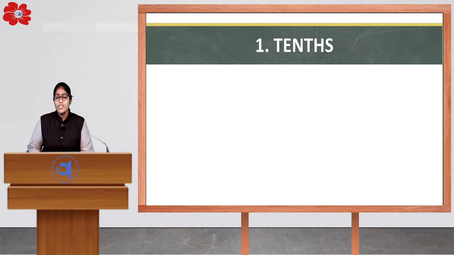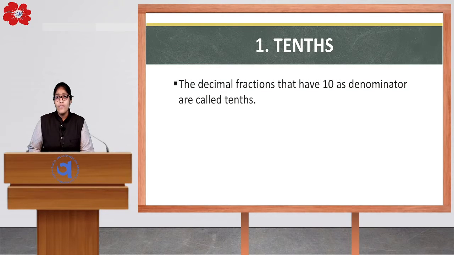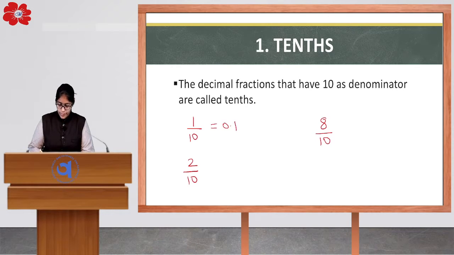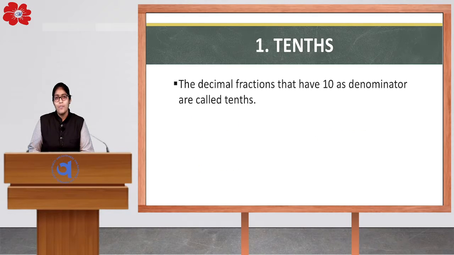So in that, first is tenths. Decimal fractions with denominator 10 are called tenths. For example, I am writing 1 by 10, 2 by 10, 8 by 10. These numbers can also be represented as 0.1, 0.2 and 0.8 respectively. So all these fractions are tenths.